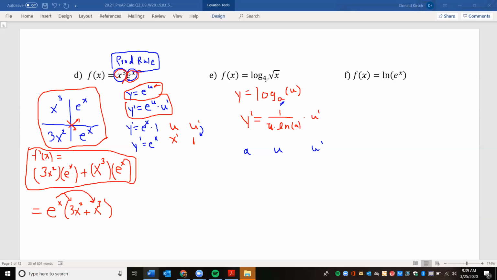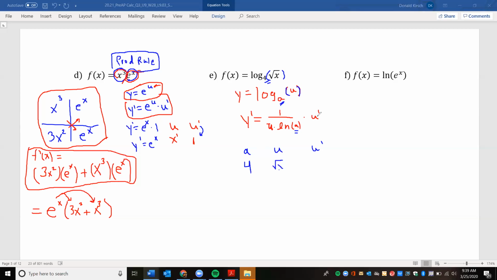Okay, so let's look at the very original problem. What is our base? Our base is 4. So that's going to go in wherever that a is as well. Our u, let's look at our original. What is the argument? What is the function inside right here? That's going to be a square root of x.